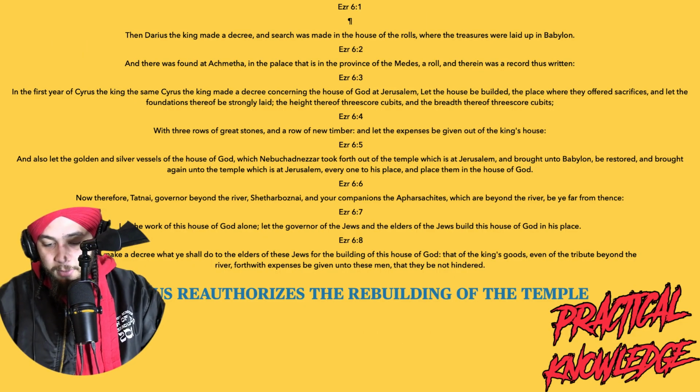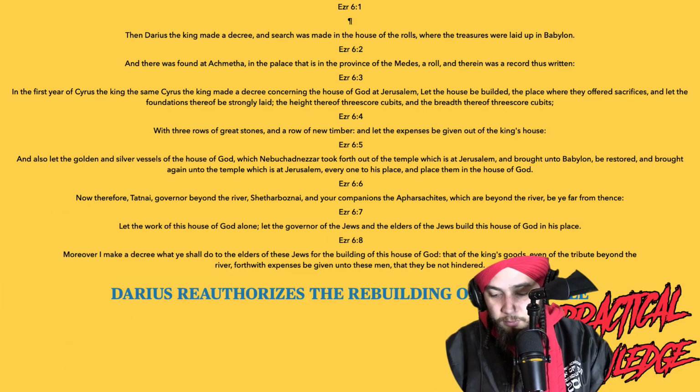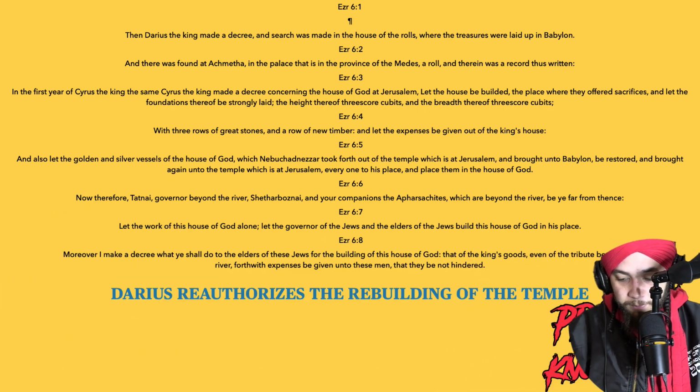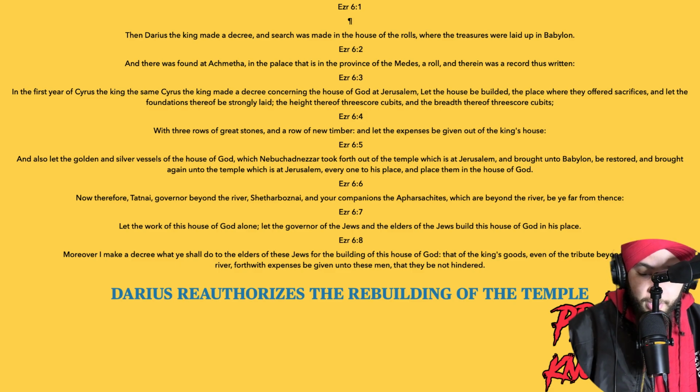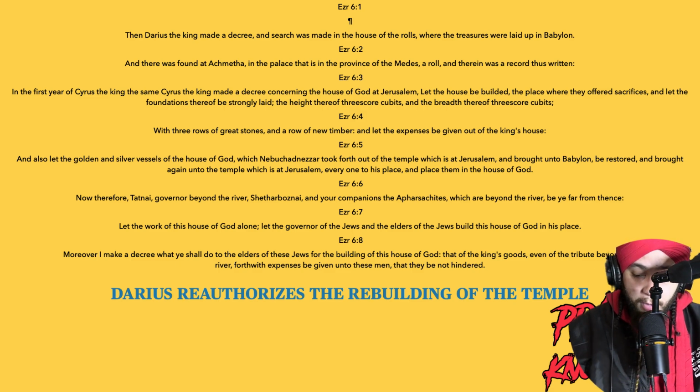So let's look at Ezra 6:1, where Darius reinstates what Cyrus started. You could read Ezra's 5th chapter, but let's just nip it in the bud. Ezra 6:1. Then Darius the king, this is Darius the Great, made a decree, and a search was made in the house of the rolls where the treasures were laid up in Babylon.